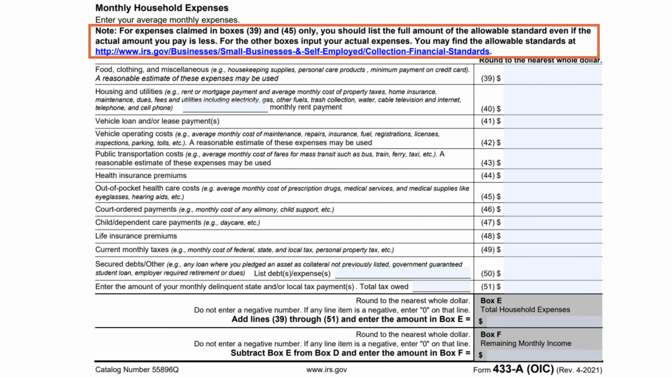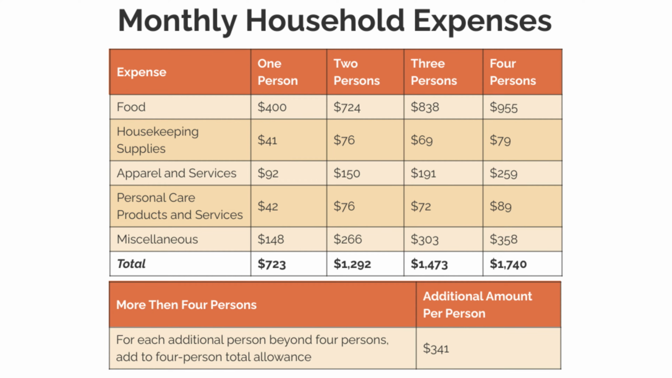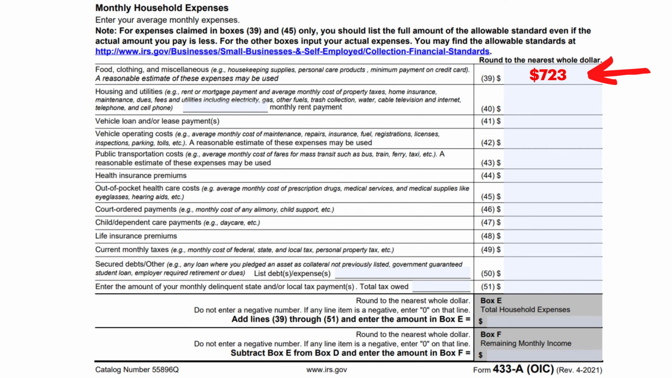Okay, so for example, here's a chart for the national standard expenses for 2021. If there's one person in your household, the IRS says you get to deduct $400 a month for food, $41 for housekeeping supplies, $92 for apparel and services, $42 for personal care products and services, and $148 for miscellaneous, for a total of $723. Okay, so you can put $723 on line 39, regardless of whether you actually incurred this much in actual expenses for the items that the national standard expenses cover.